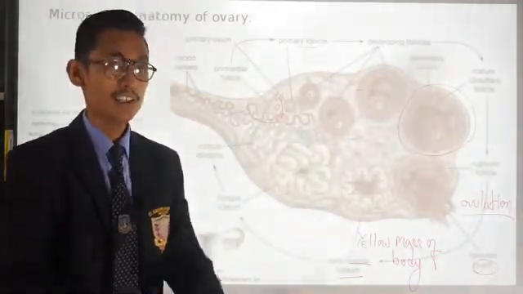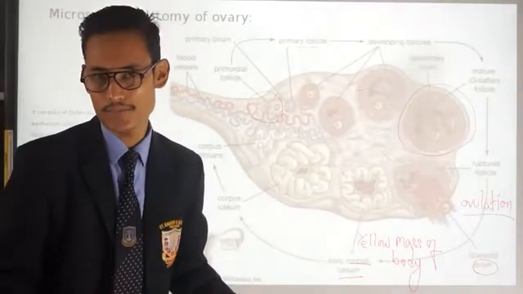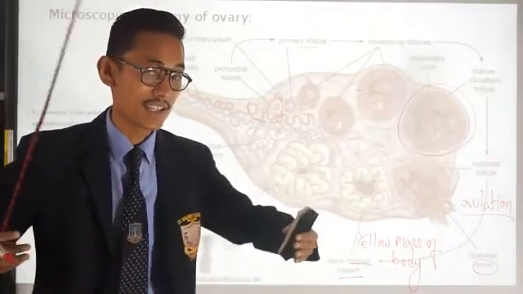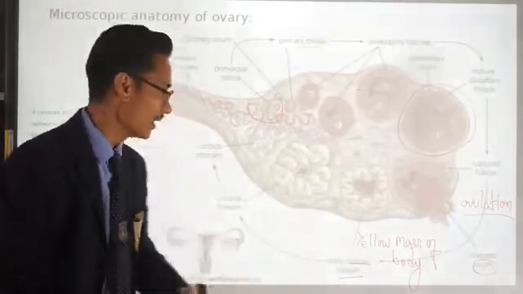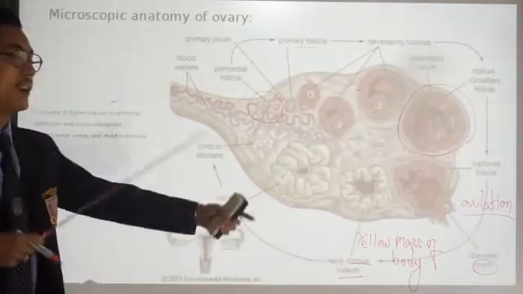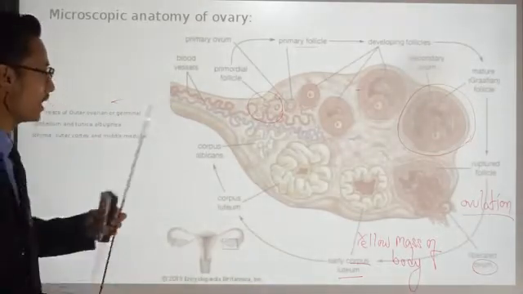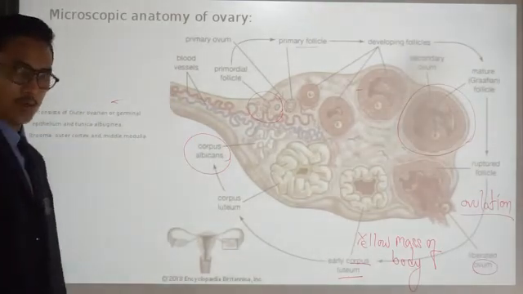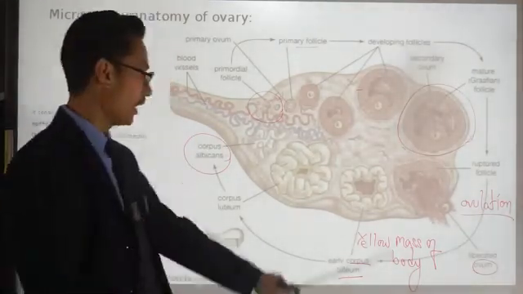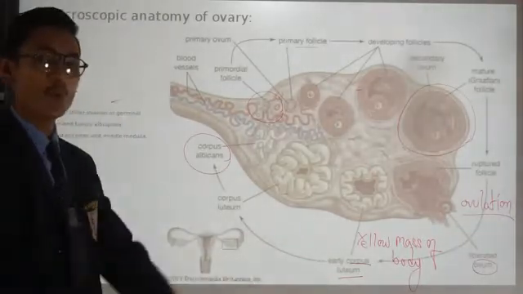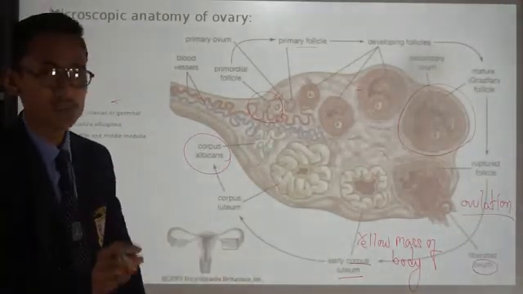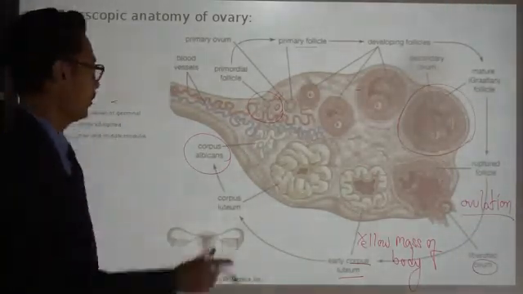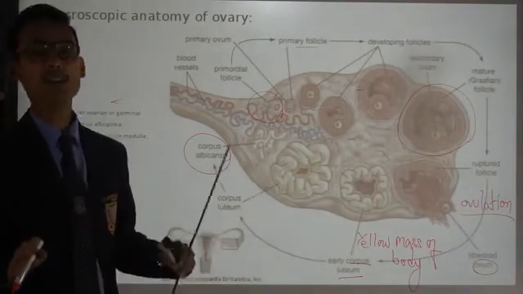But if there is no fertilization, if the gametes have not fused, then this corpus luteum will degenerate and form the corpus albicans. So when there is no fertilization, the corpus luteum will degenerate and form a white mass of body which is called the corpus albicans.